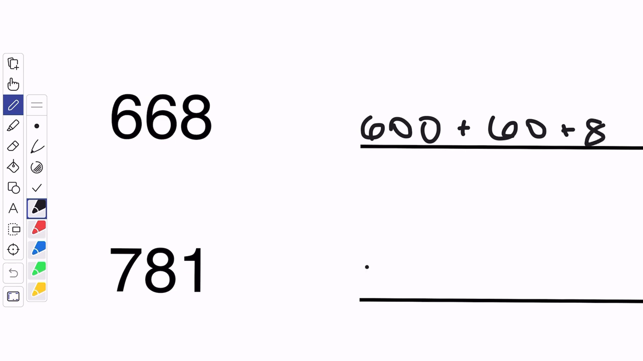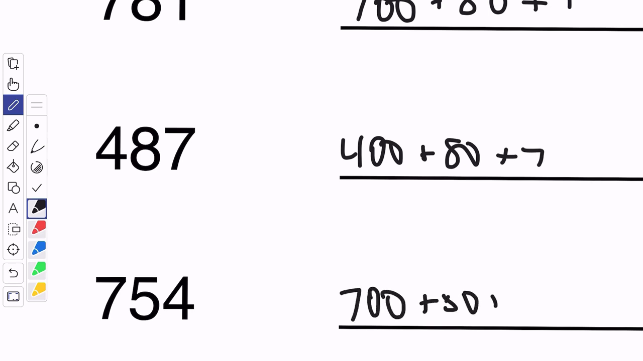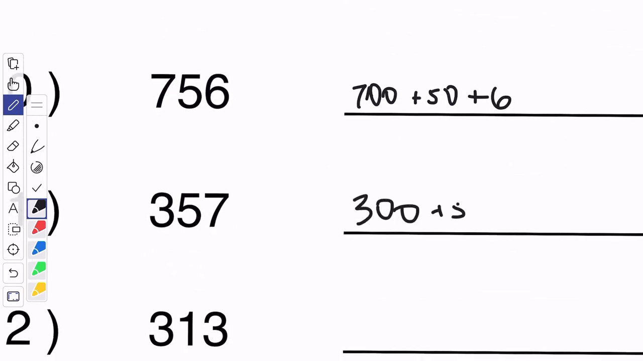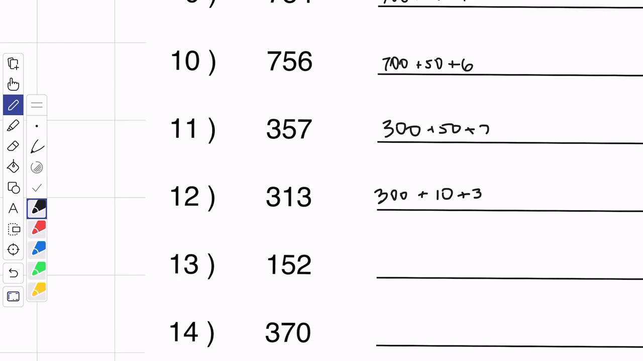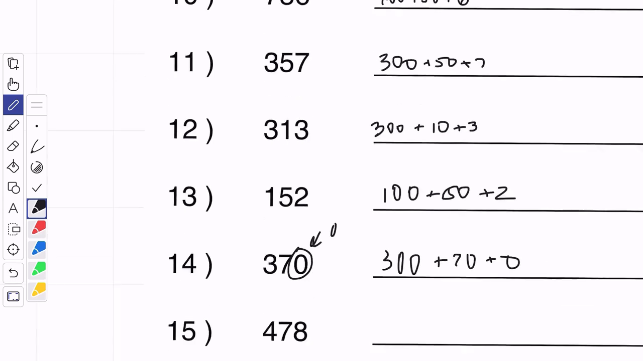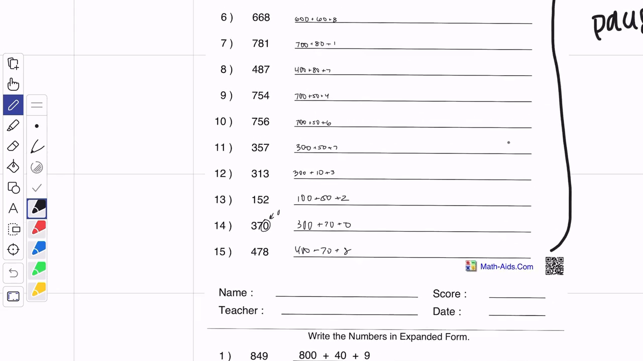So 700, 80, and then just 1. 400 plus 80 plus 7 equals 487. 700 plus 50 plus 4. 700 plus 50 plus 6. 300 plus 50 plus 7. 300 plus 10 plus 3. 100 plus 50 plus 2. 300 plus 70 plus nothing in the ones. And then 400 plus 70 plus 8. And there are the answers.